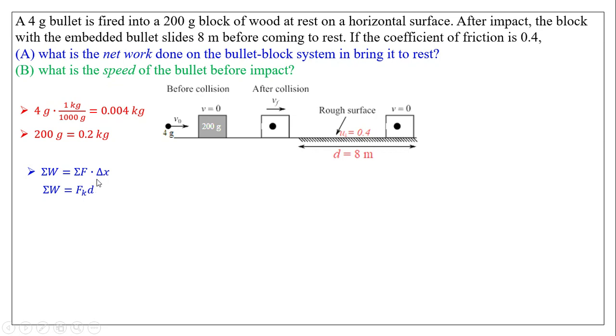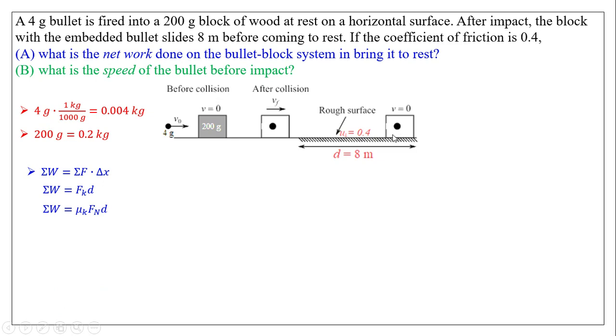And this is displacement here, but in the diagram, it's called D. Well, in this case, it doesn't really matter because the object's moving to the right. So D and delta X have the same value, okay? So here's F of K and then times D. And then from here, I know that F of K by definition is the coefficient of kinetic friction times the normal force.